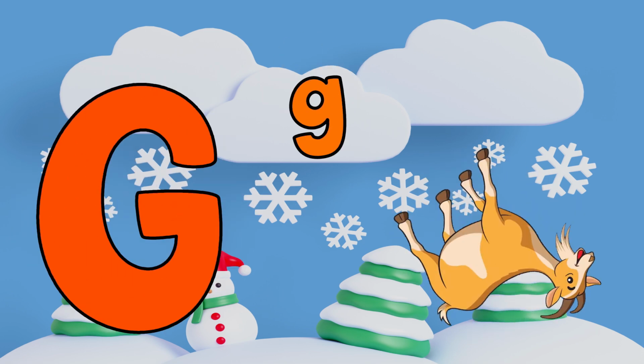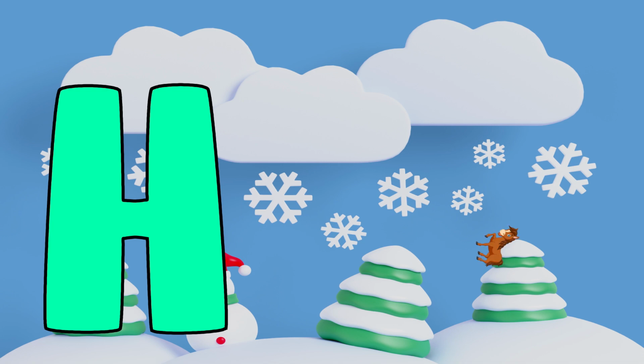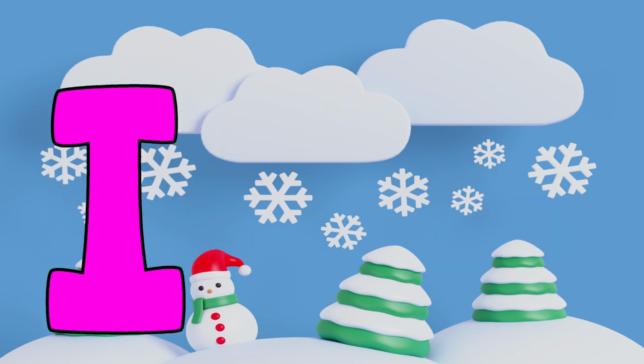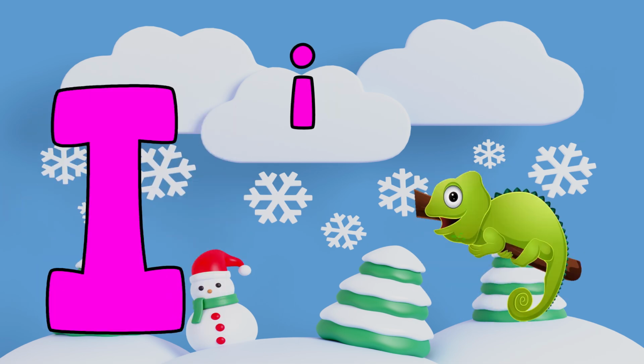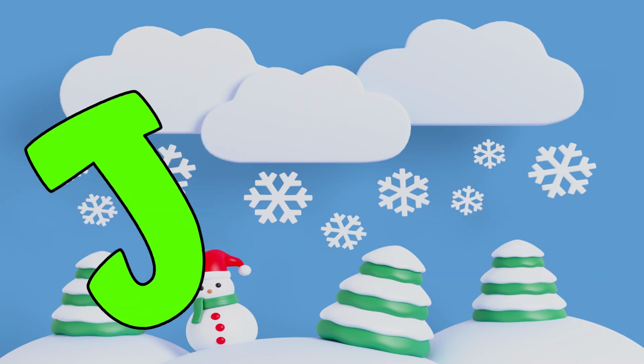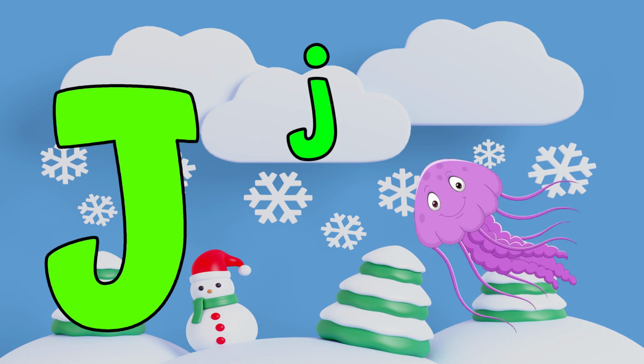G is for goat, G, G, goat. H is for horse, H, H, horse. I is for iguana, I, I, iguana. J is for jellyfish, j, j, jellyfish.